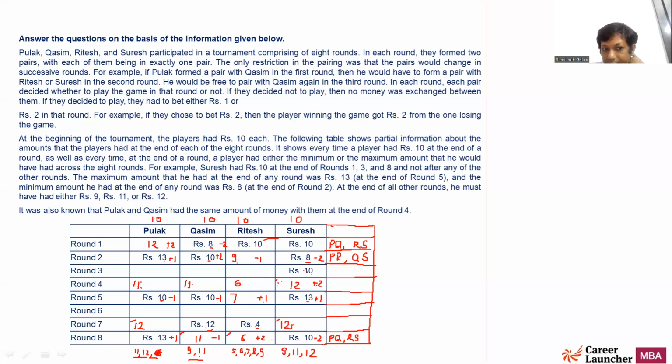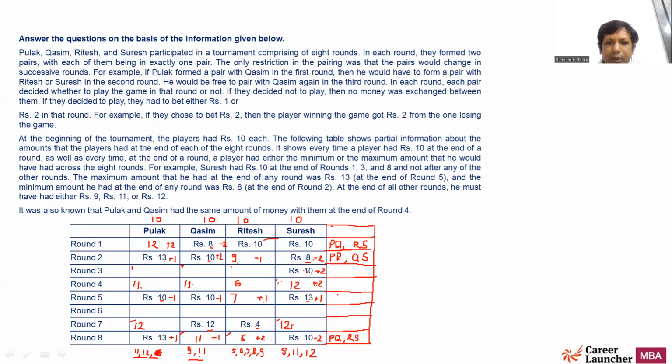Now from 13 to 11, it can be 12 or 11, or it can be 11, 11. That is a favorable arrangement. Now 8 to 10, I have plus 2 over here. Now I can have 12. So this person is winning 2. So someone must be losing 2. That can be this person. That cannot be Qasim. That can be Pulak as well.